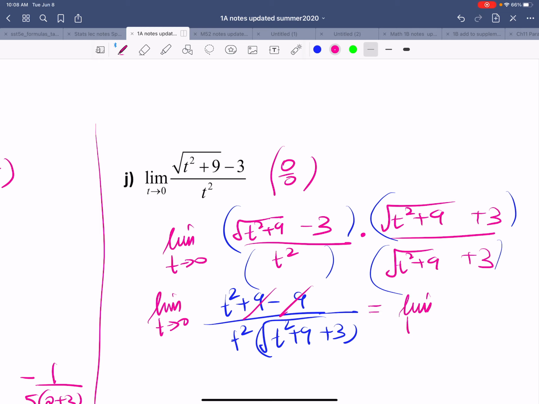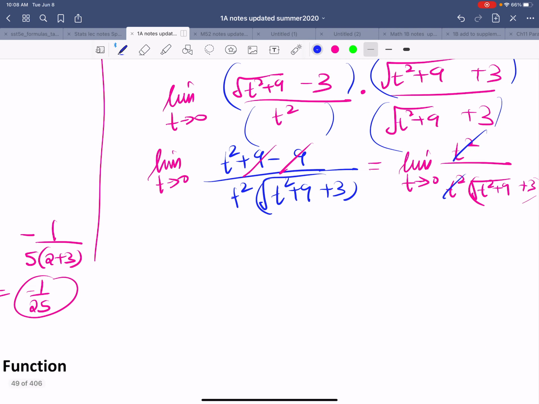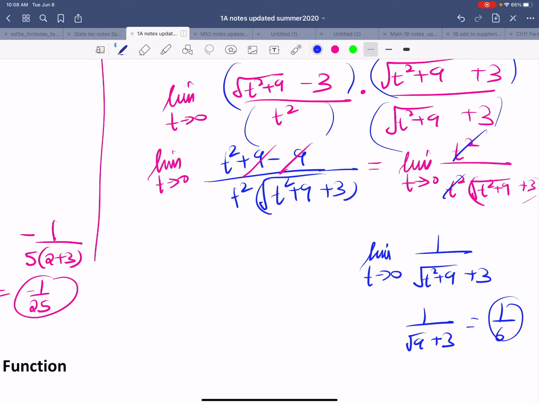Now, limit t approaches 0, t squared over the square root of t squared plus 9 plus 3. The t was causing me trouble because when t was becoming 0, things were getting crazy, because I also had t in the denominator. And in the numerator, I was still getting 0 over 0 form, but with t being cancelled, I do have a remaining function which is continuous at t equals 0. So I can go ahead and plug in t as 0. So 1 over 6 is my limit in this case.